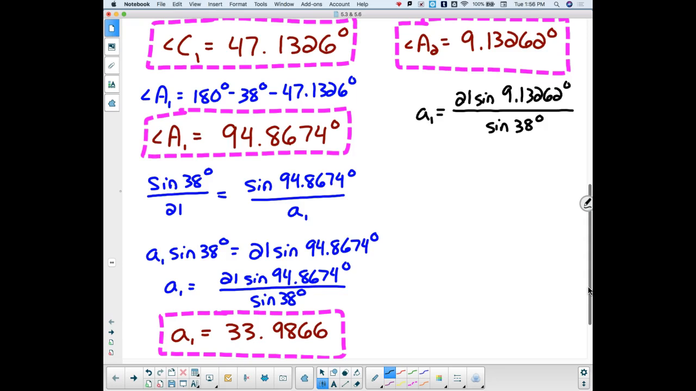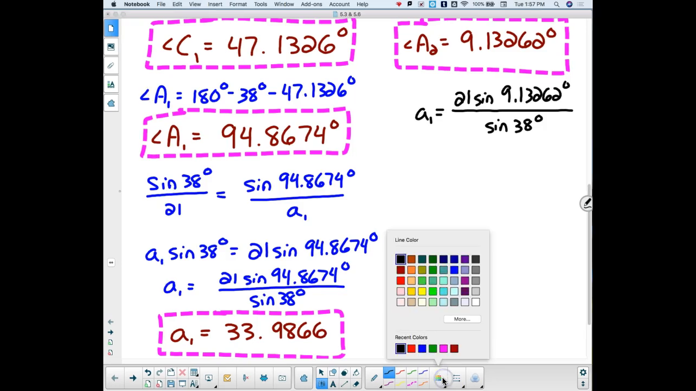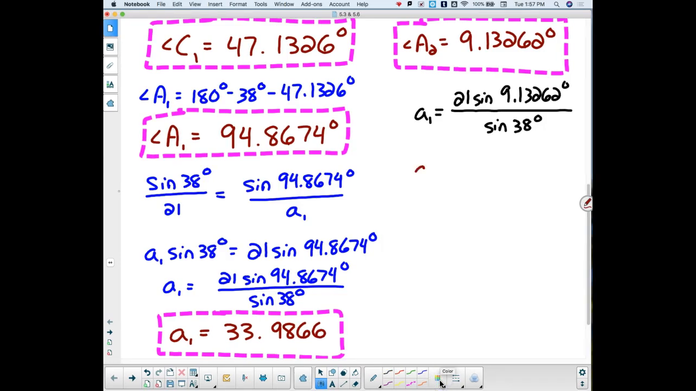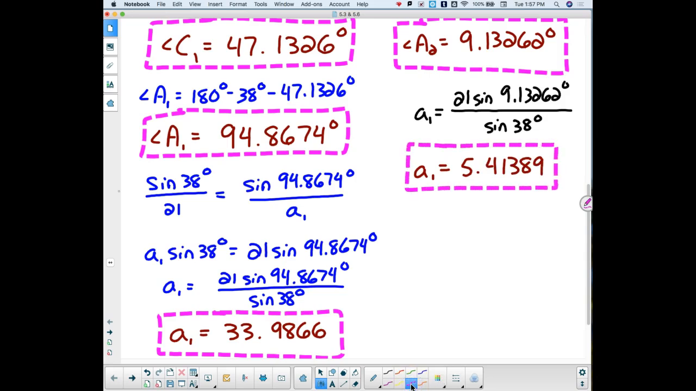So I'm going 21 times the sine of my new answer in my degree form, and I want to divide that by the sine, not inverse sine. And I get side A sub 1 here is 5.41389 units. Okay. Yes, sir. Oh, yep, did I put A sub 1? My bad.